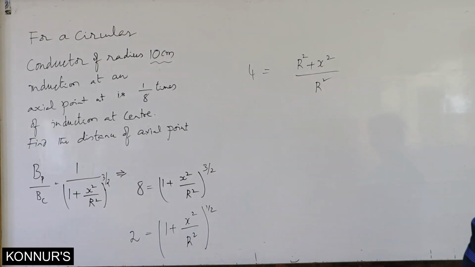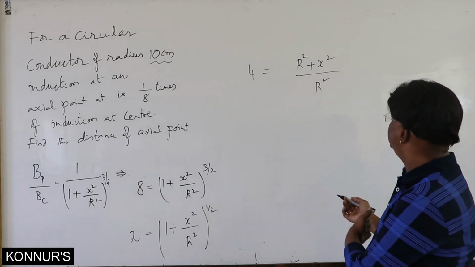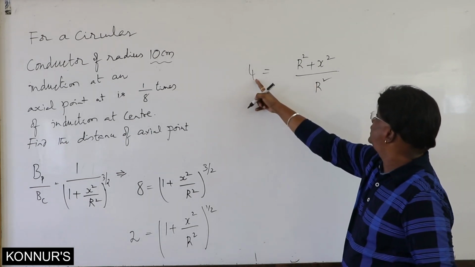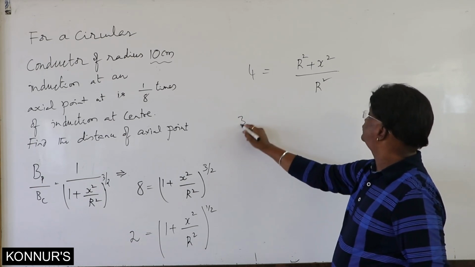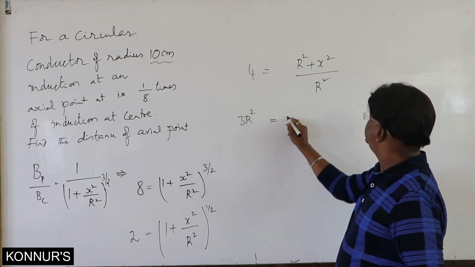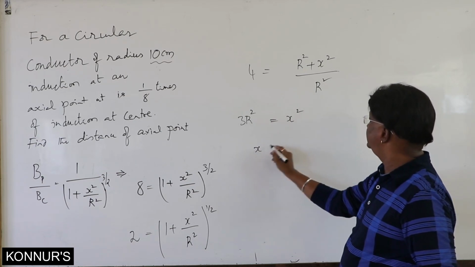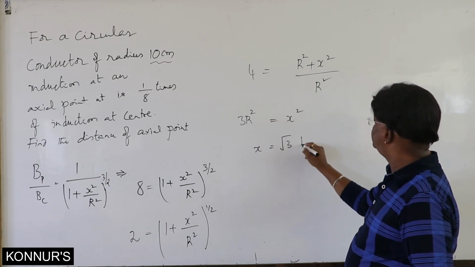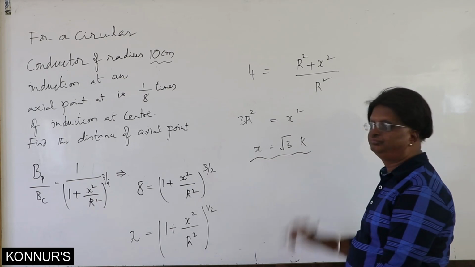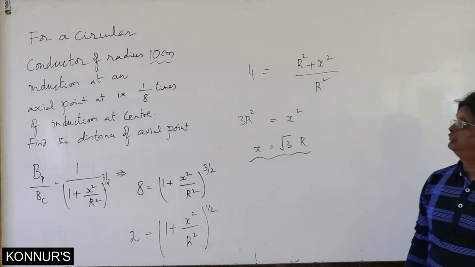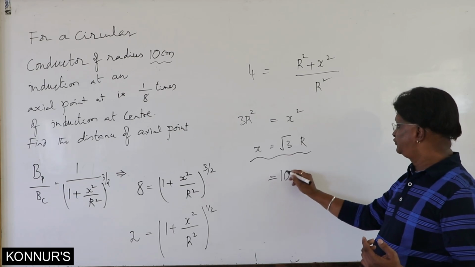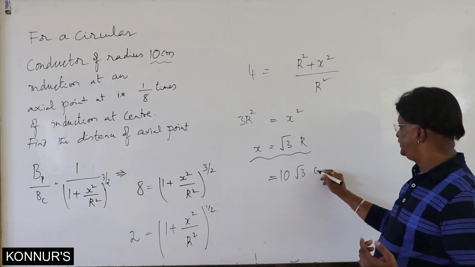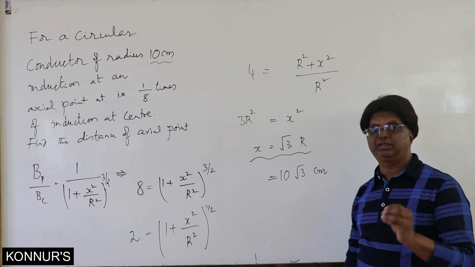R square plus x squared by r square will be the result. Therefore this is 4r square minus r square. Therefore write 3r square is equal to x square, and x is equal to root 3 times r will be the answer. And r is going to be 10 centimeter, like that. So your simplification techniques are very important.